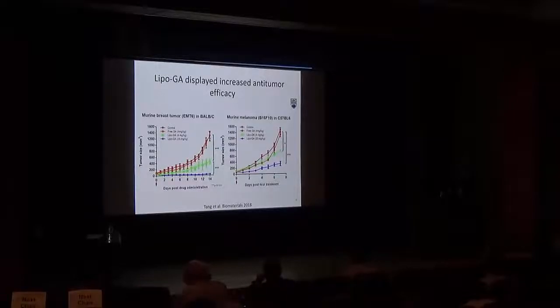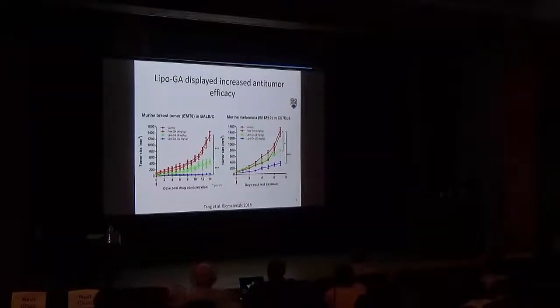But with the equal dose of lipo-GA, we can see significantly enhanced efficacy. And if we further increase the dose to 20 mg per kg, then in this model, we can completely suppress the tumor growth. And very comparable results with melanoma.